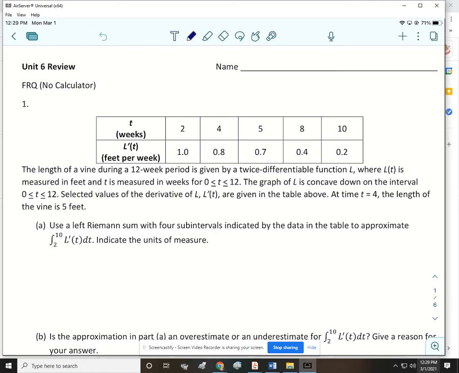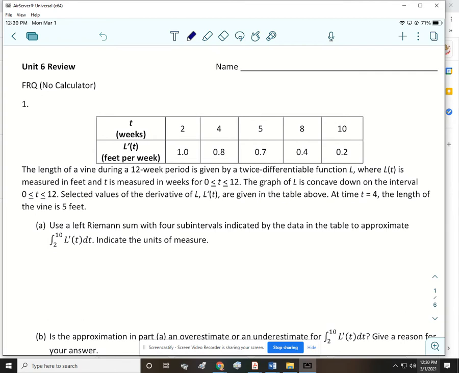So the length of a vine during a 12-week period is given by a twice differentiable function L, where L of t is measured in feet and t is measured in weeks between 0 and 12 weeks. The graph of L is concave down. That's important later on that same interval. Selected values of the derivative of L are given in the table, and then we know at time 4 the length of the vine is 5. And that also comes in handy later in the problem.